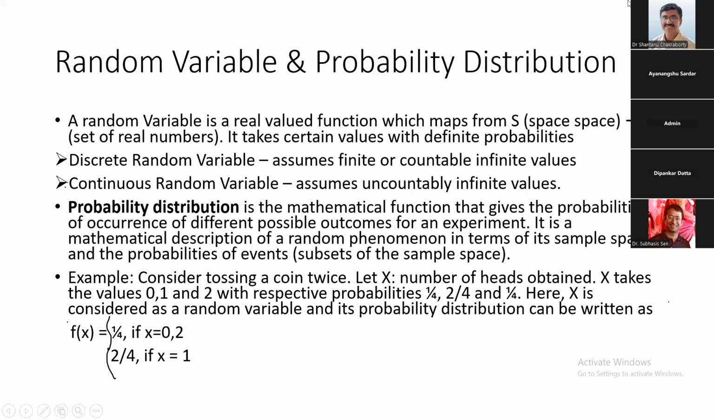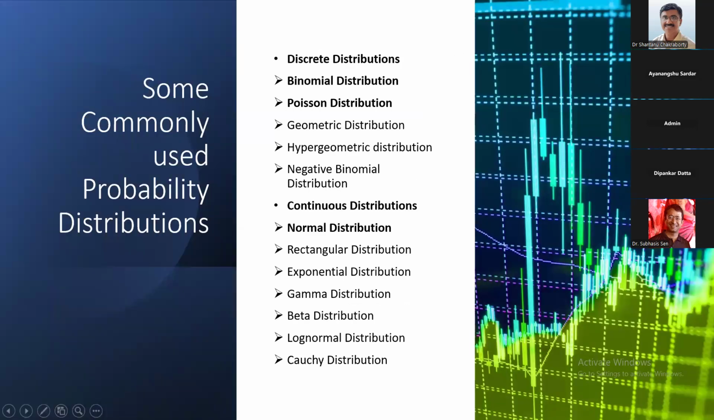And this already I told you: what is a random variable, probability distribution, and some commonly used probability distributions we are using in machine learning. So some discrete distributions like binomial, Poisson, geometric, hypergeometric, negative binomial distribution. And some continuous distributions we are using: normal distribution, rectangular distribution, exponential, gamma, beta, log normal, Cauchy.